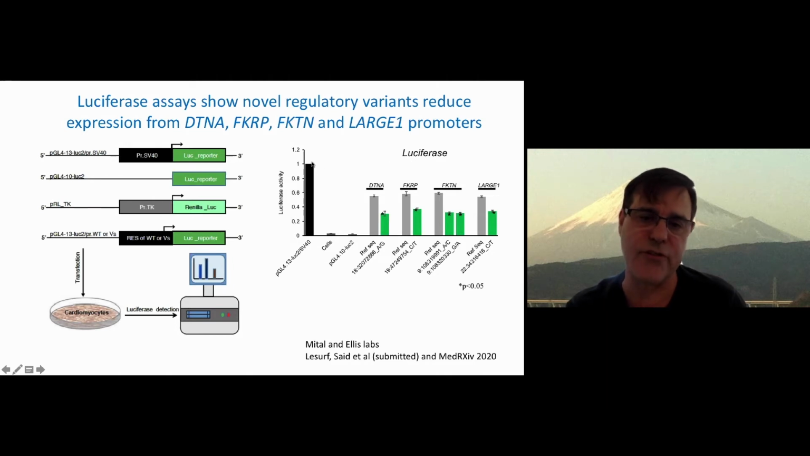These are controls that just show that if we have a fully functional promoter element, it works well. If we have no promoter element, it doesn't work. This in gray is the reference normal sequence, which shows how much of the luciferase you're making. And then the comparison with the regulatory variant shows that the expression level is much reduced. So that's the first evidence that these novel regulatory variants actually affect gene expression.